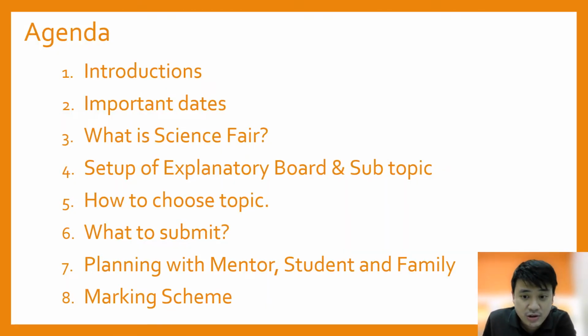Number one, introduction of our competition and what this event is all about. Number two, the important dates. Number three, what is science fair? Number four, setup of explanatory board and subtopic. Number five, how to choose topic. Number six, what to submit to us. Number seven, planning with mentor, student, and family. Number eight, marking scheme. So if you're interested in any agenda, you can scan to the particular minutes.